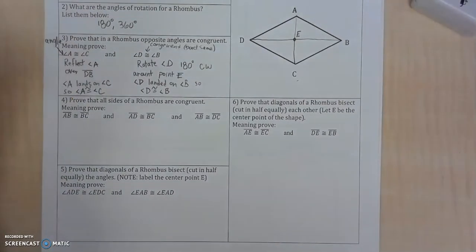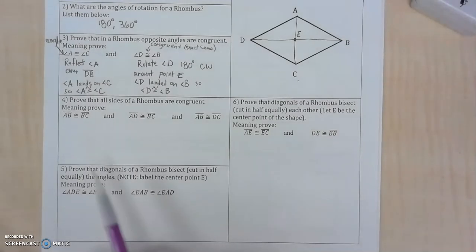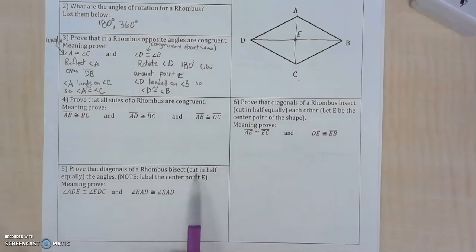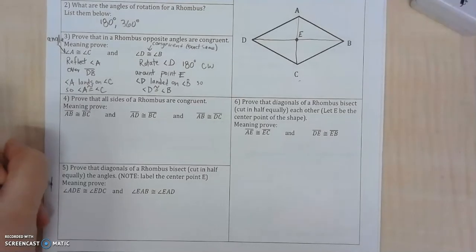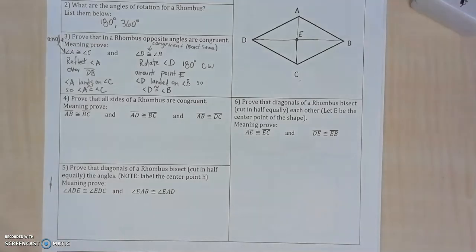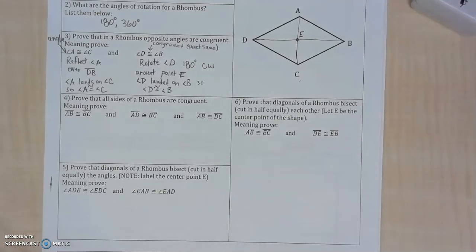Okay. So it says, number 5, prove that diagonals of a rhombus bisect. Now, bisect means to cut in half equally. So if I've got a line and something like a dot cuts it in half equally, that this side is equal to that side, then I have bisected it. Okay, so it means to cut in half equally. So prove that the diagonals of a rhombus bisect, or cut in half equally, the angles.